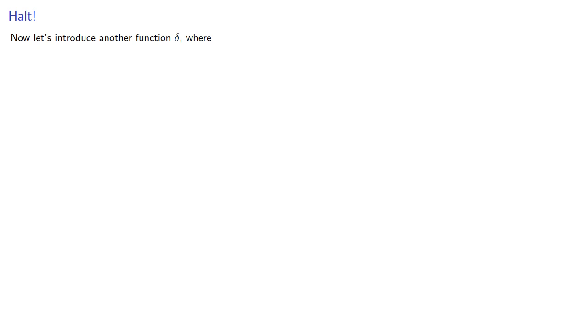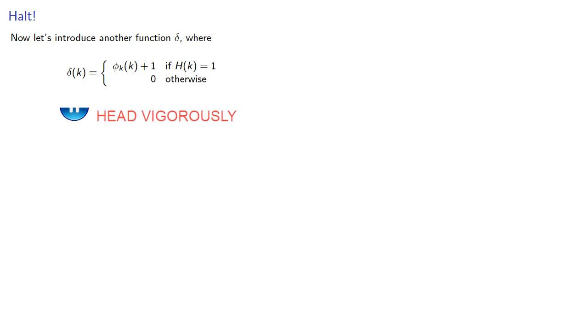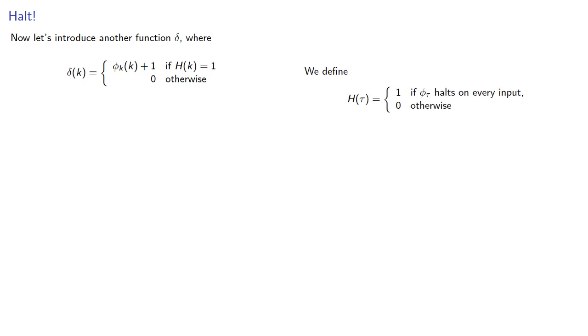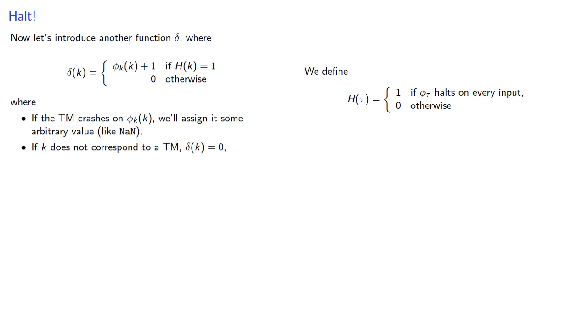Now let's introduce another function, delta, where delta(k) is going to be v_k(k) plus 1 if h(k) equals 1, and 0 otherwise. So remember that h(k) equal to 1 means that the Turing machine associated with description number k will eventually halt or crash. So this v_k(k) is going to have a definite value, and then we'll just add 1 to it. And if k does cause our Turing machine to crash, we'll assign it some arbitrary value, like not a number. Now, if k does not correspond to a Turing machine, then delta(k) is going to be 0.